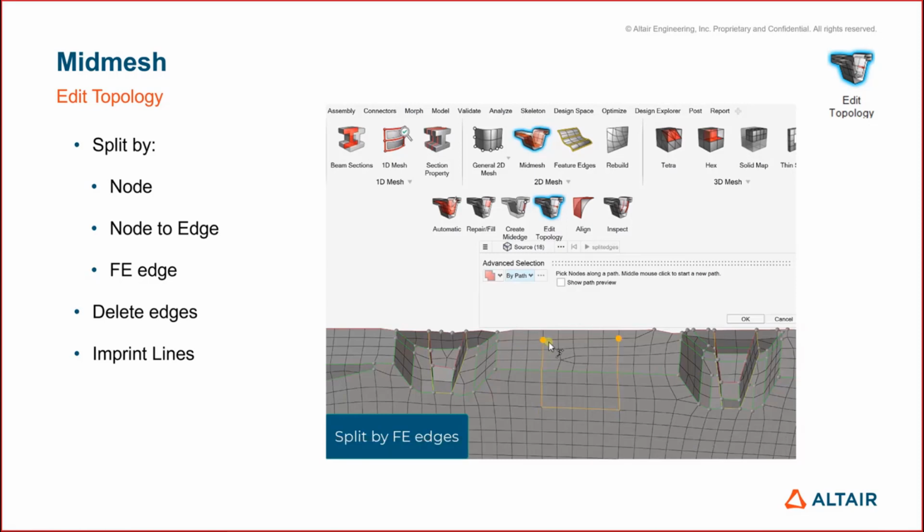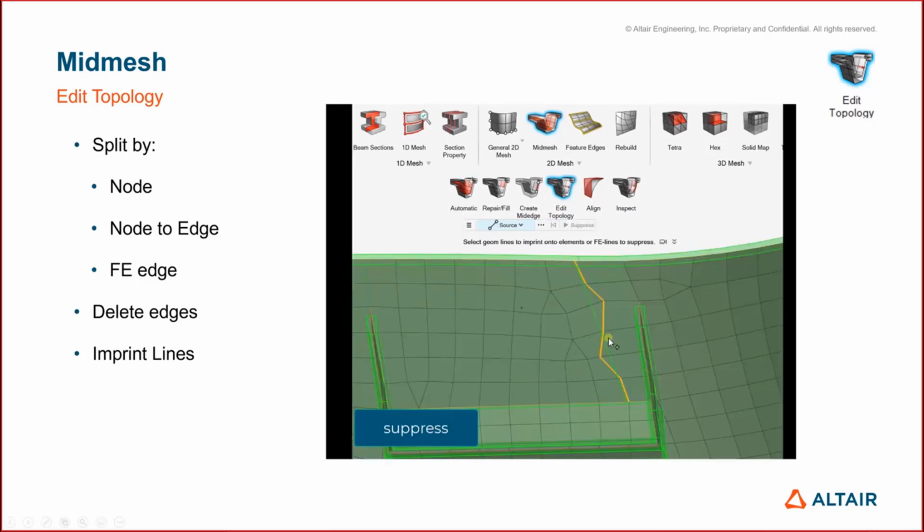Here's an example where you have a big surface and you want to create a patch of elements. You can use the edges option from the edit topology. So let me just stop here. From the edit topology, we have two options with lines. When you select an edge on an FE geometry, we have this option to suppress. Basically, the edge would be removed.